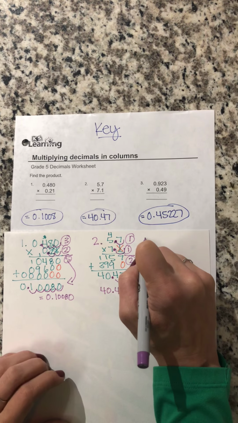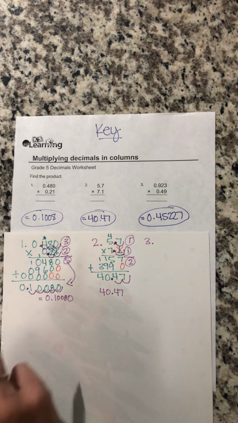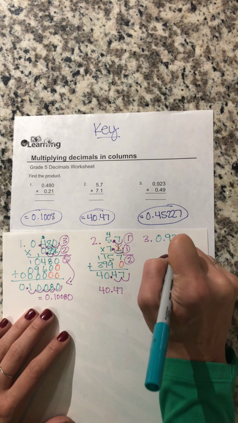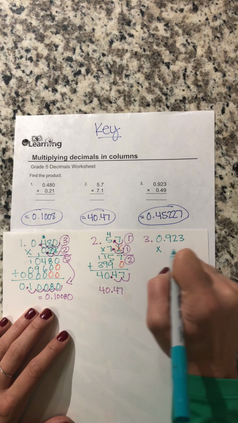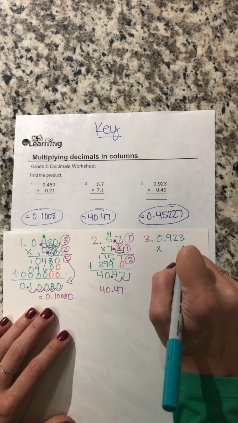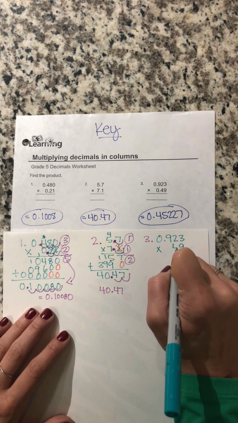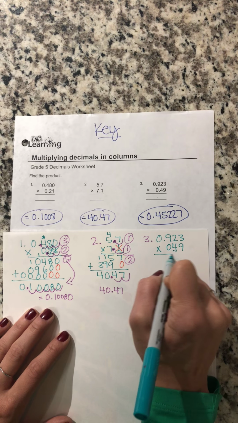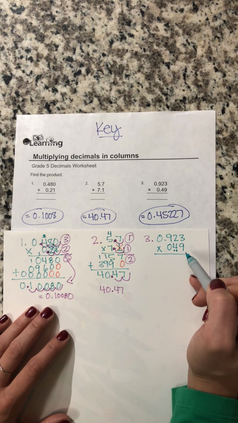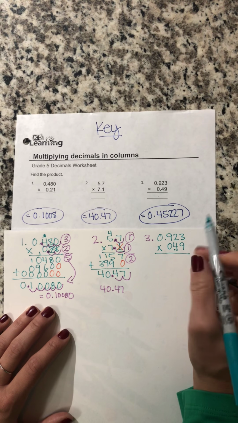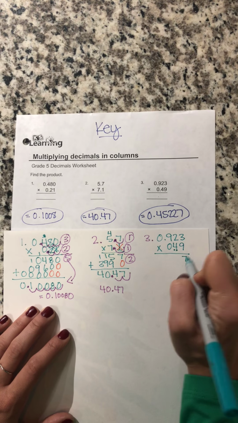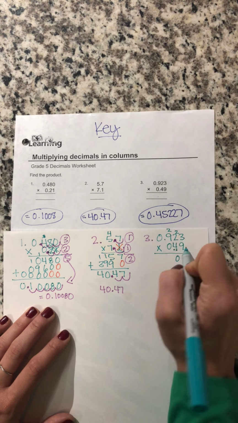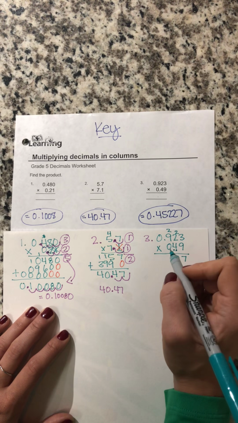Number 3. I have this. Remember, we line up the digits, not the decimal. So we just add the decimal in there. We don't worry about it till the end. Multiply first everything on the top by the 9. 9 times 3 is 27. 9 times 2 is 18 plus 2 is 20. 9 times 9 is 81 plus 2 is 83.